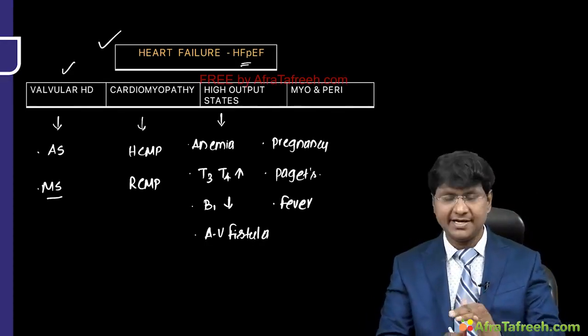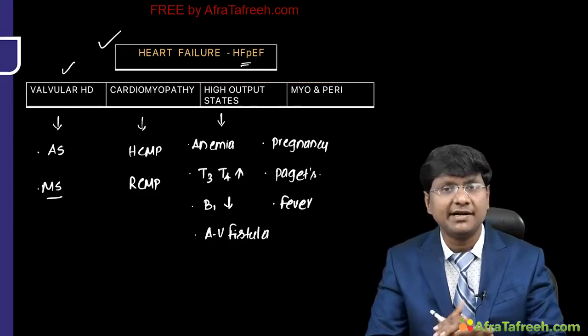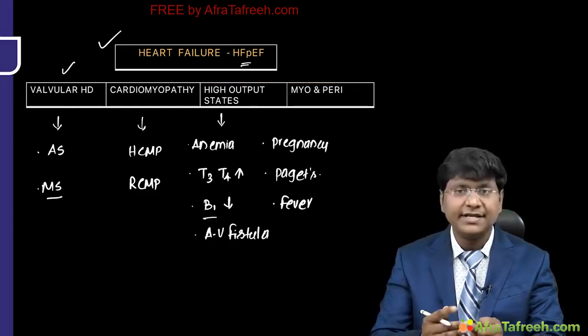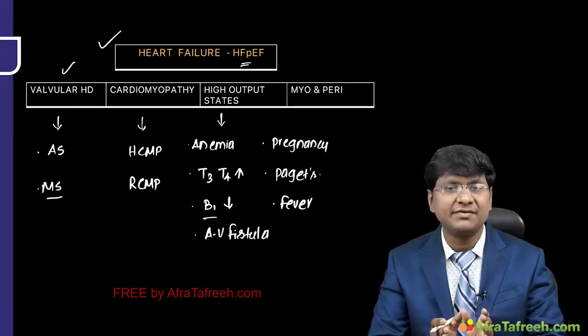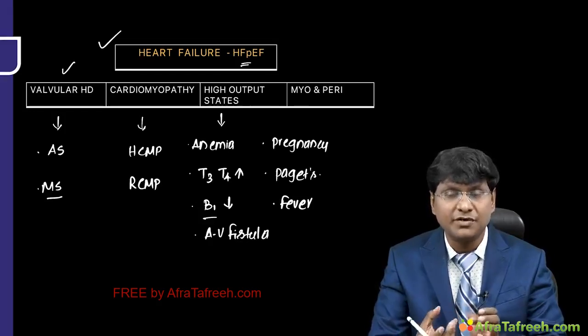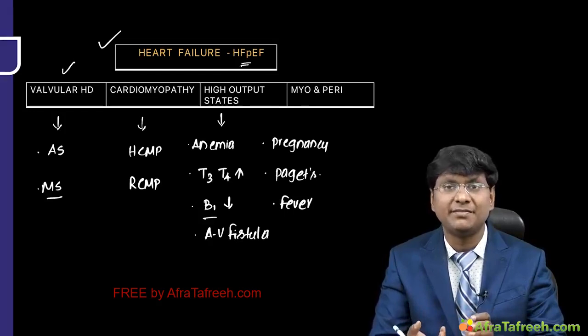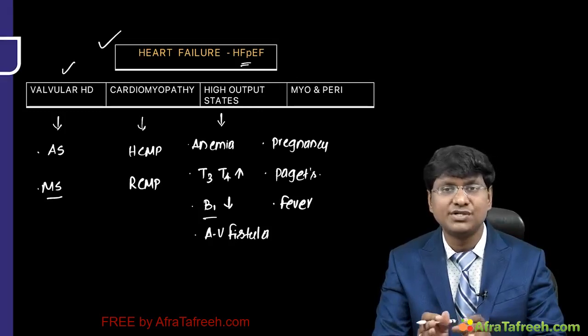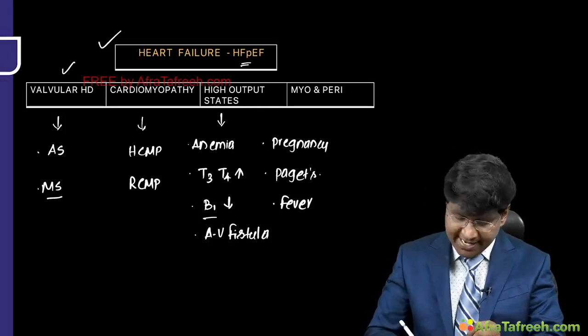Now take anemia as well as thyrotoxicosis, the heart rate increases in both of these conditions, and that makes the individual land up in heart failure. Then take thiamine deficiency. See, thiamine is a very important vitamin which is required for synthesis of ATP, or which will provide a source of ATP within the myocardium. So when B1 deficiency is there, the myocardium will not receive an adequate amount of ATP and goes into a state of failure. And AV fistula.